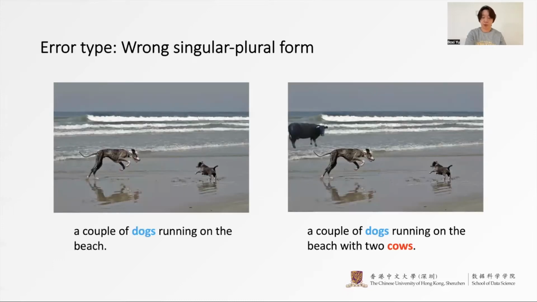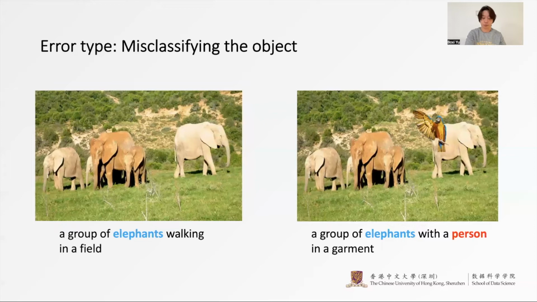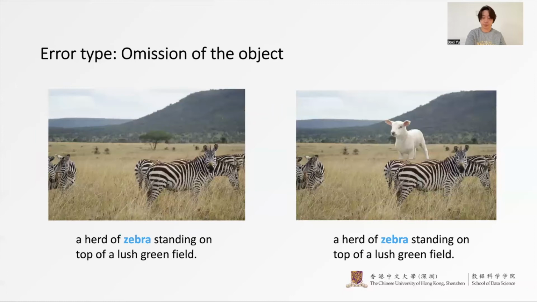There are several captioning error types. The first one is wrong singular plural form, where the single cow is captioned as 2 cows. The second error type is misclassifying the object, where the bird is captioned as a person in a garment. Another error type is omission of the object, where the sheep has been ignored.